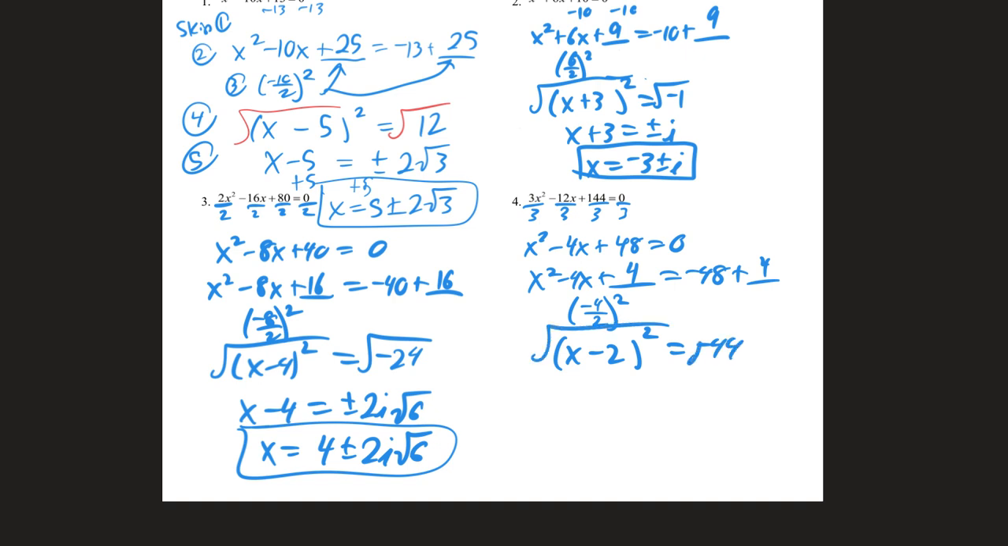Extract the roots by taking the square root of both sides. So I get x minus 2 is equal to plus or minus 2i times the square root of 11. And then solve for x by adding 2. So I get 2 plus or minus 2i times the square root of 11.